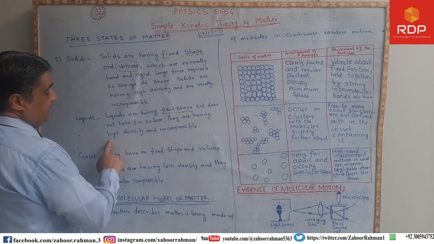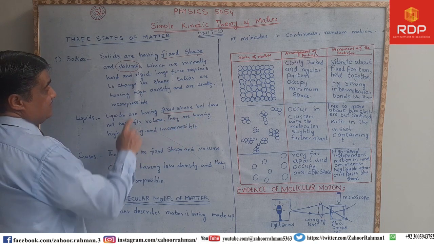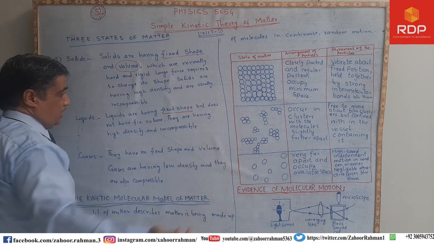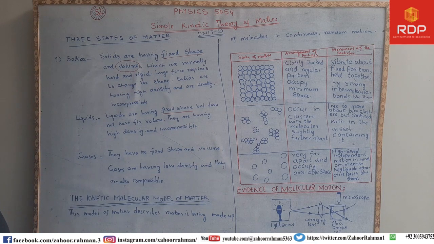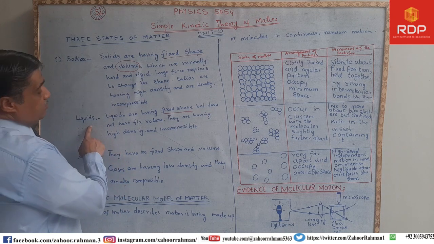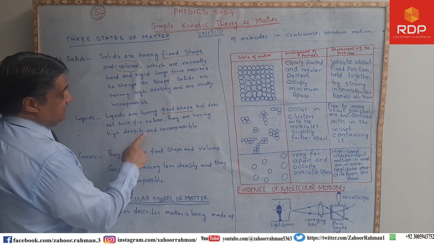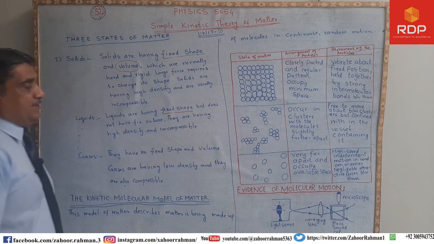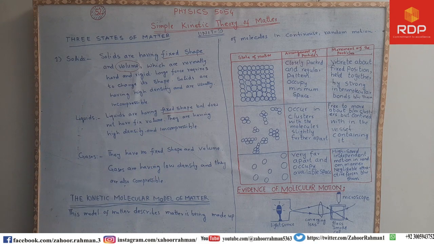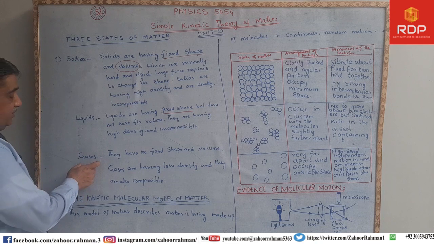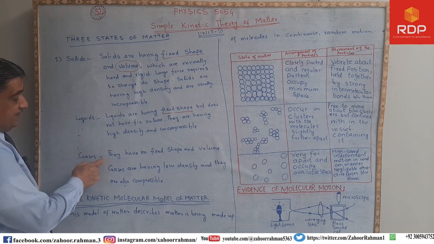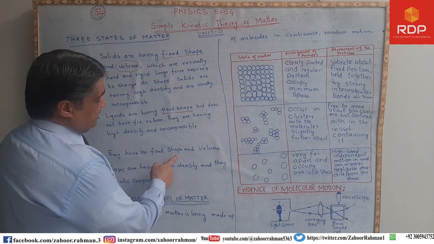They have high density, just like this. Water also has it, but the molecules are not in a regular arrangement. Liquids have high density and they are incompressible, as I told you. In a similar fashion, we are going to discuss gases. They have no fixed shape.